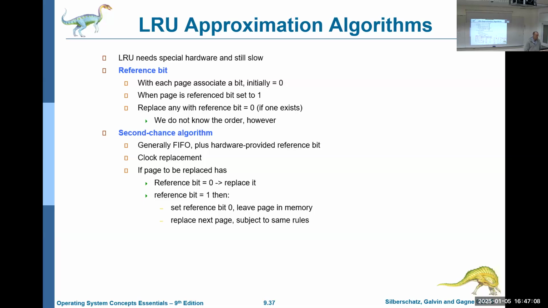With each page, associate a bit. Initially set the bit to 0. So what does that mean? It's 0, but it's in memory. It's there. When the page is referenced, the bit is set to 1. Replace any page with reference bit 0 if one exists. In other words, the first page you come along to whose bit is still 0.